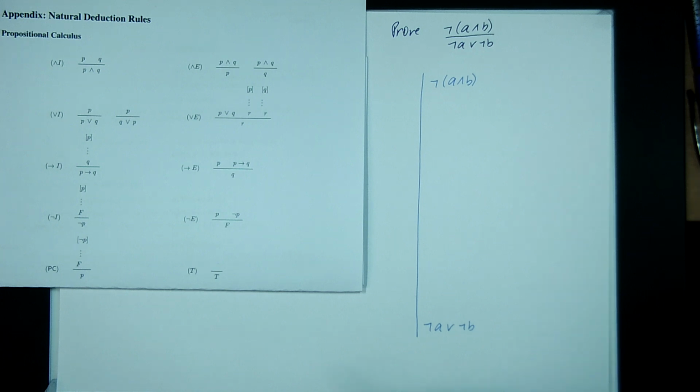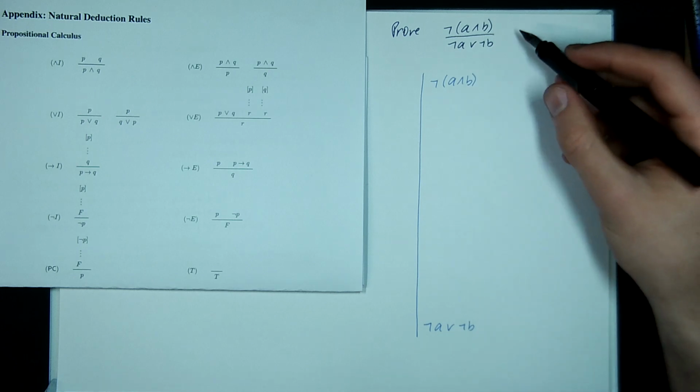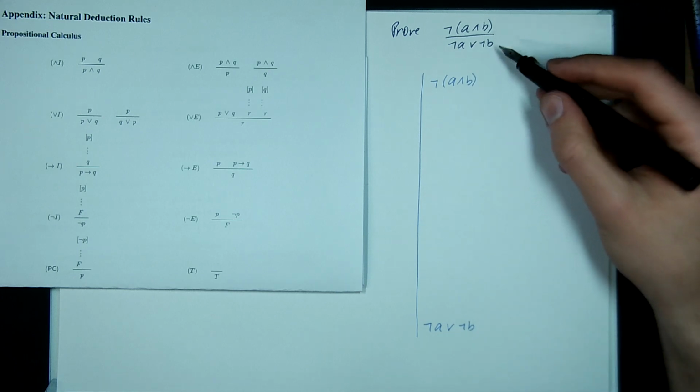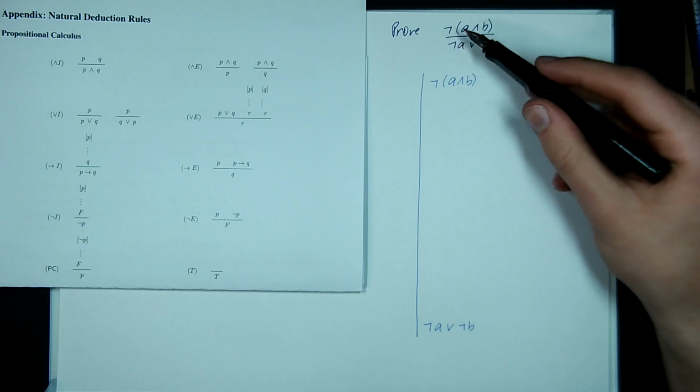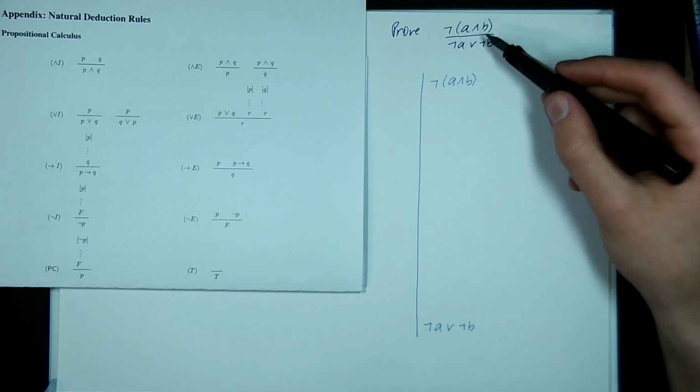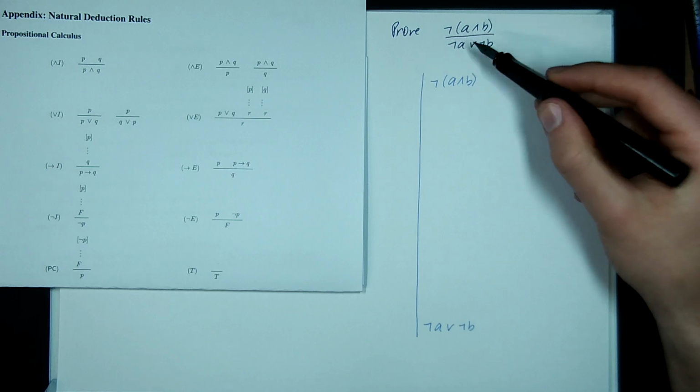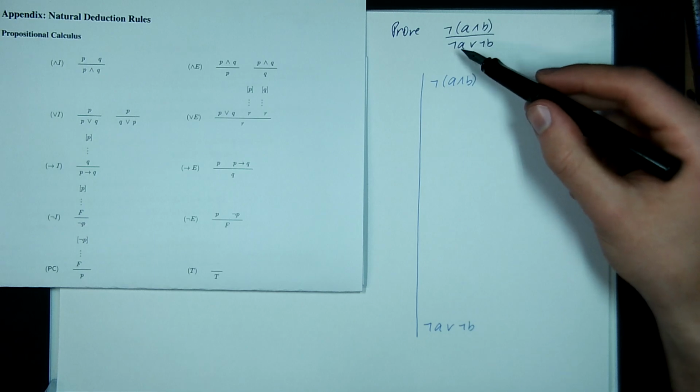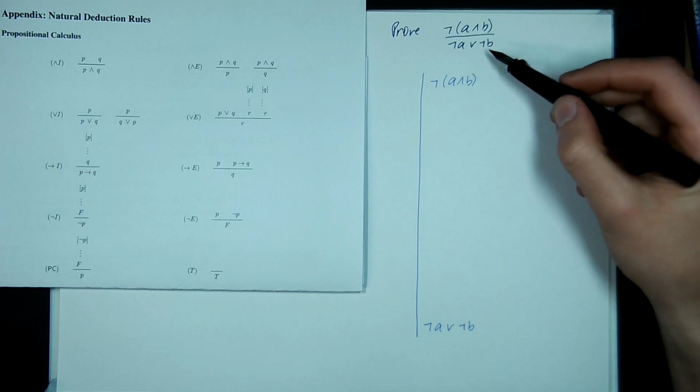Okay, so we've covered all the rules you need. Now let's try a tough problem. Let's try and prove De Morgan's law in one direction. That is, if it's false to say that A and B is true, then one of them had to be false. So not A is true, that is A is false, or B is false.